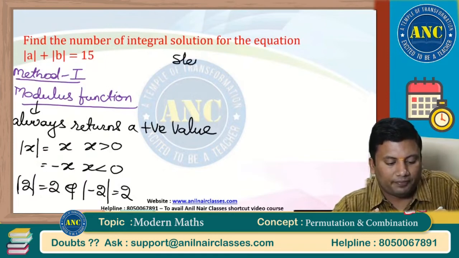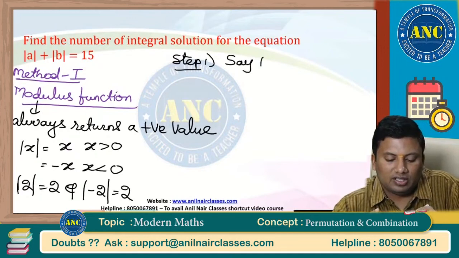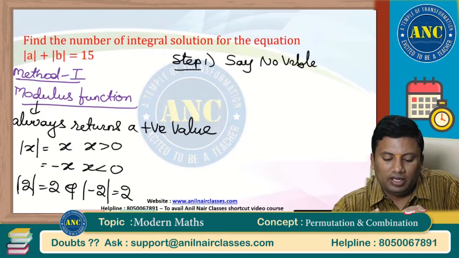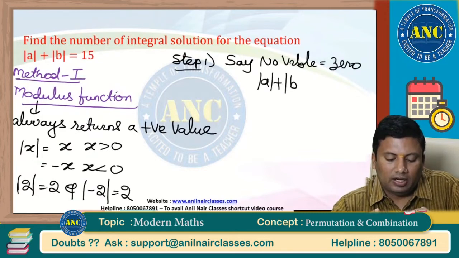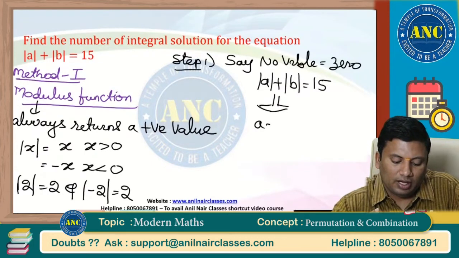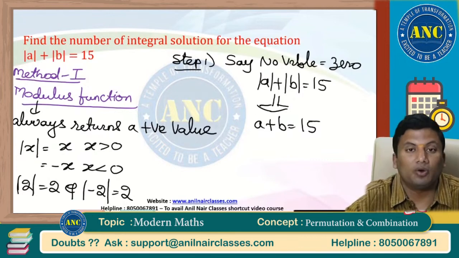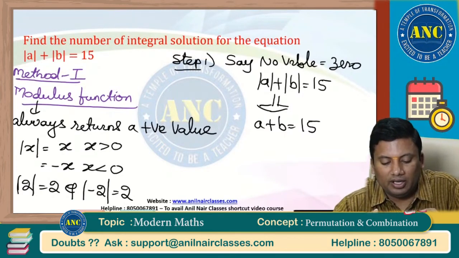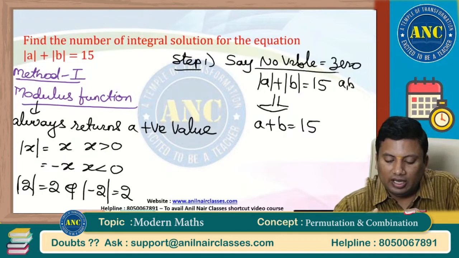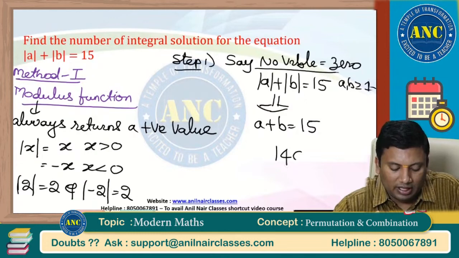Step number 1. Say no variable is 0. If no variable is 0, mod A plus mod B is equivalent to 15. Right? Modulus always returns a positive value. So A plus B is equivalent to 15. No variable being 0 means A, B are greater than or equal to 1. 15 means what will be the answer?